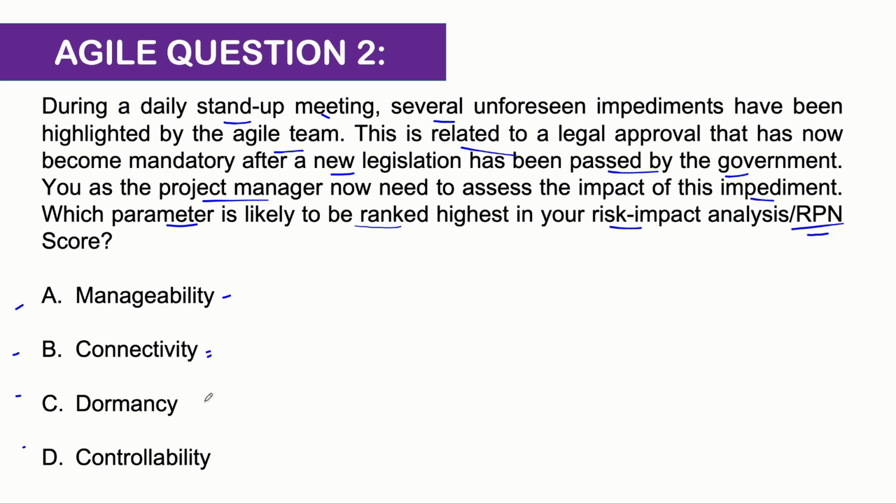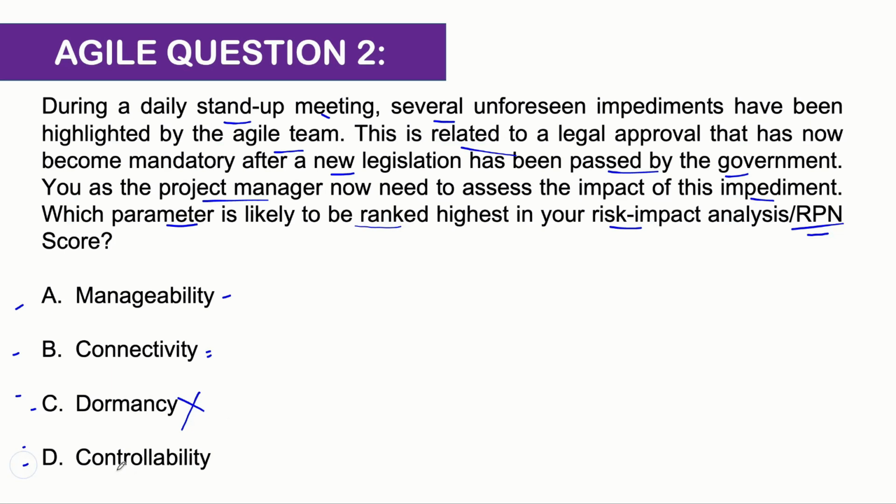So we'll hold connectivity as well. Dormancy. This option can be ruled out very easily because dormancy will be very low, because this legal approval is now important since the new legislation has already been passed, right? So dormancy score will be very low because the risk has already occurred. So we can eliminate dormancy.